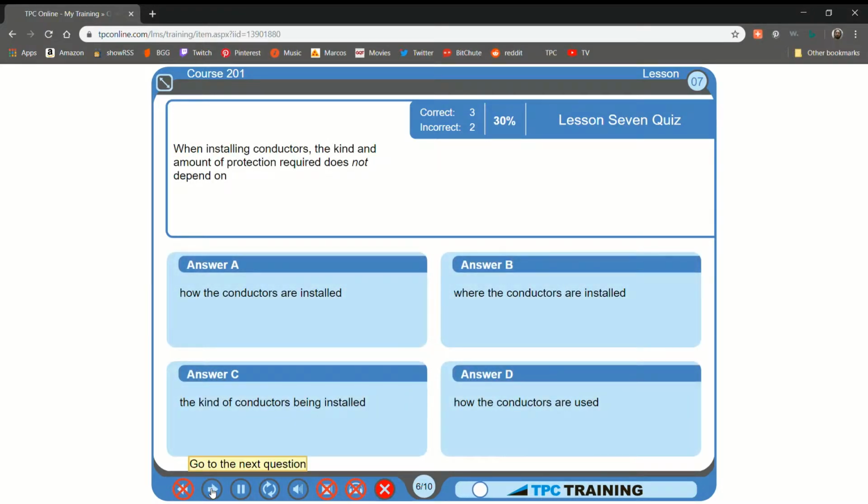When installing conductors, the kind and amount of protection required does not depend on A. How the conductors are installed. B. Where the conductors are installed. C. The kind of conductors being installed. D. How the conductors are used. That is not correct.